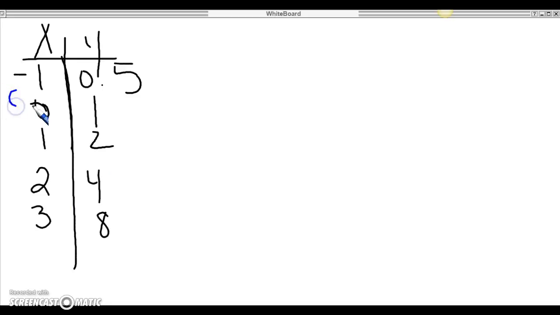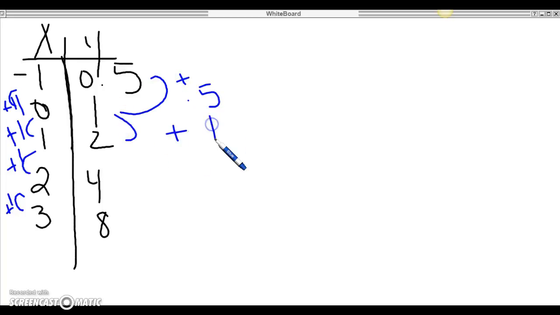And so from here, I'm adding 1. From here to here, I added 1. From here to here, I added 1. And from here to here, I added 1. All right, so now let's look at the second row. From 0.5 to 1, there's a difference of 0.5. So I added 0.5. From 1 to 2, I added 1. From 2 to 4, I added 2. And from 4 to 8, I added 4.